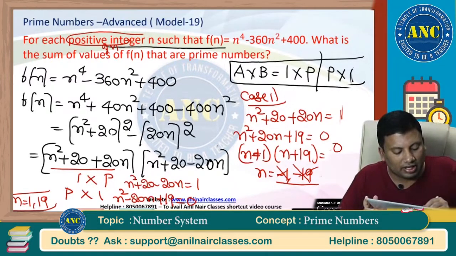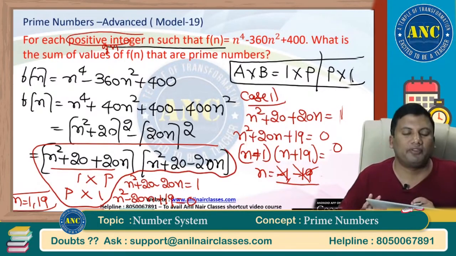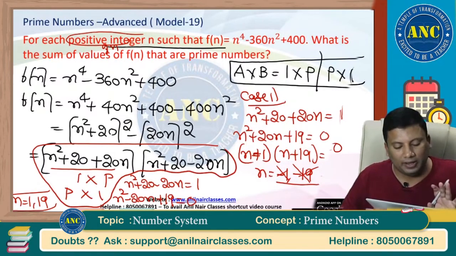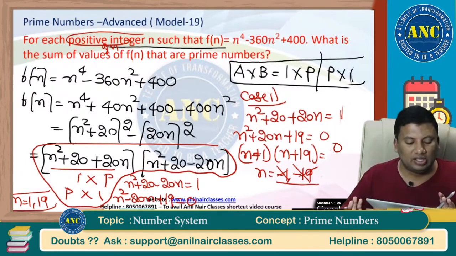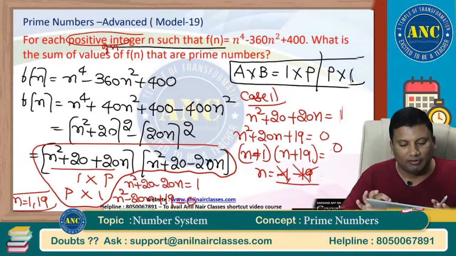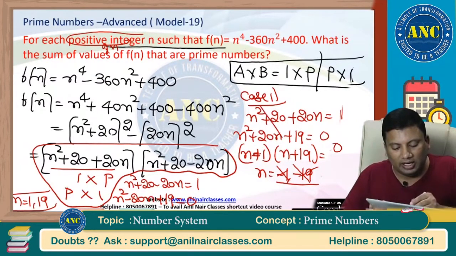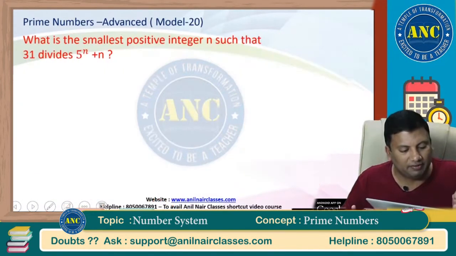The only thing you should get is this idea: write it down as a product of two factors, which is 1 into p or p into 1. n square plus 20 plus 20n is 1, or n square plus 20 minus 20 is 1. If you are getting a negative, please eliminate it, because the question asks for a positive integer. I hope the idea is clear. It seems like a difficult question, but it is actually easy.